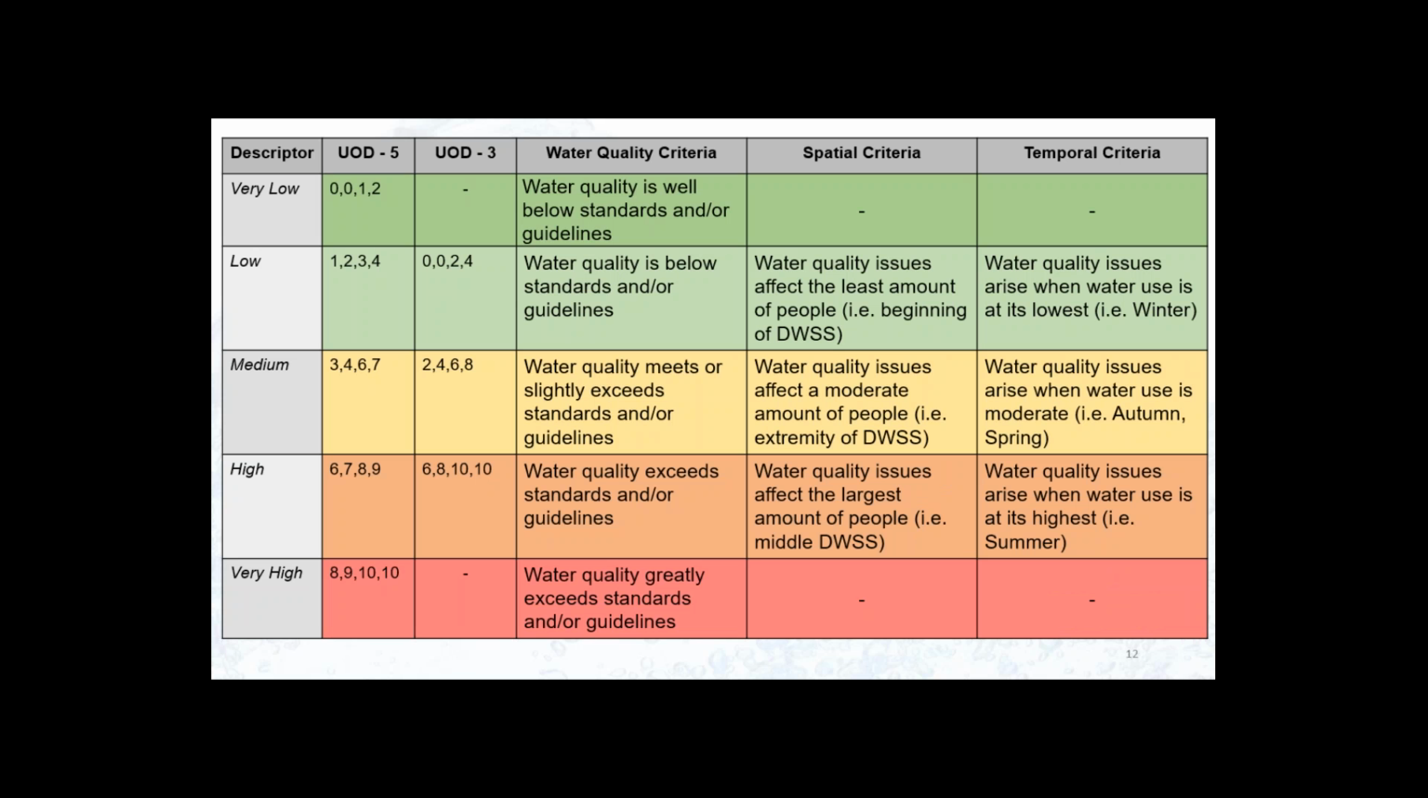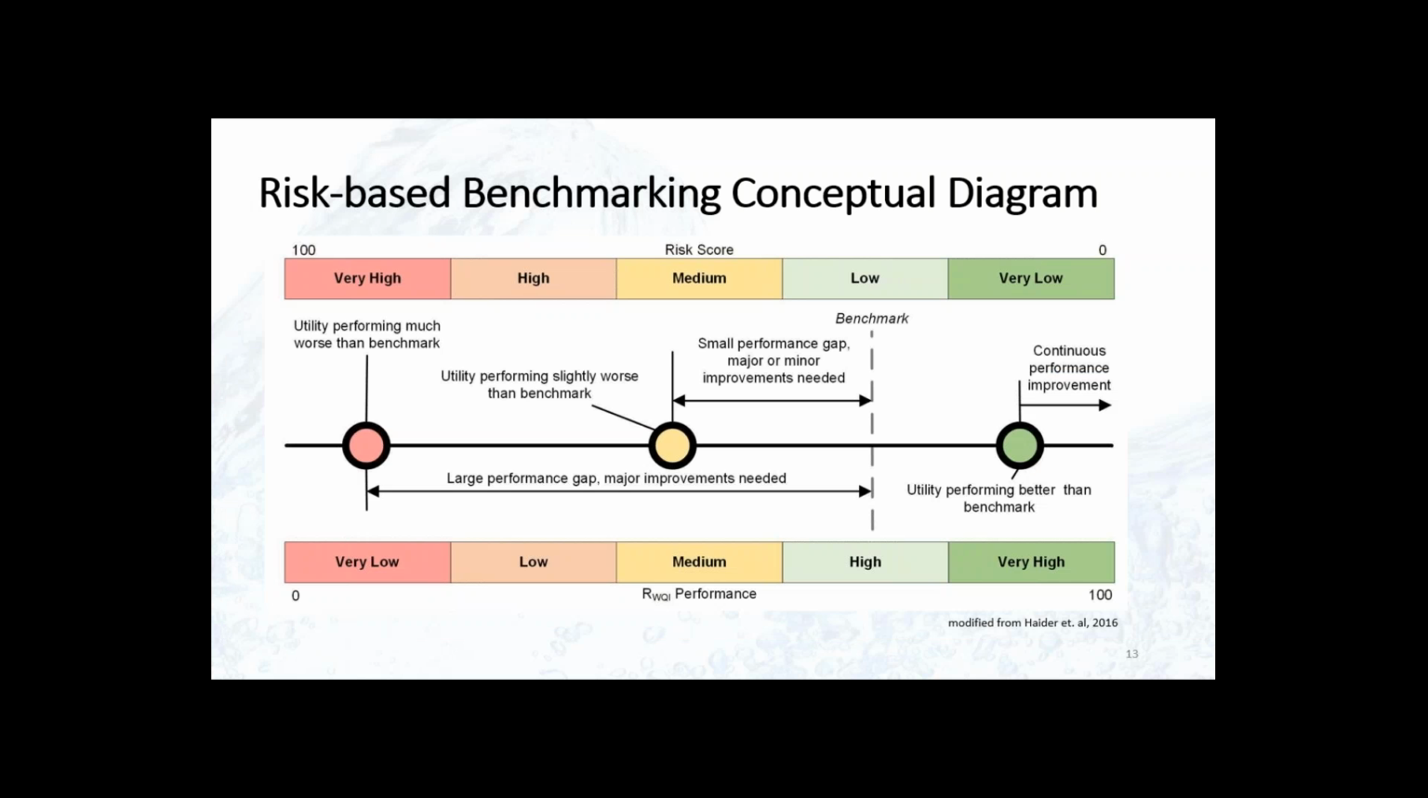This table quantitatively summarizes what the water quality criteria, the spatial criteria, and the temporal criteria for the selected fuzzy descriptors look like. For example, indicators described as low represent water quality below standards. Spatially, it represents water quality issues affecting the least amount of people. And temporally, this is water quality issues arising when the use is at its lowest, for example, during the winter.